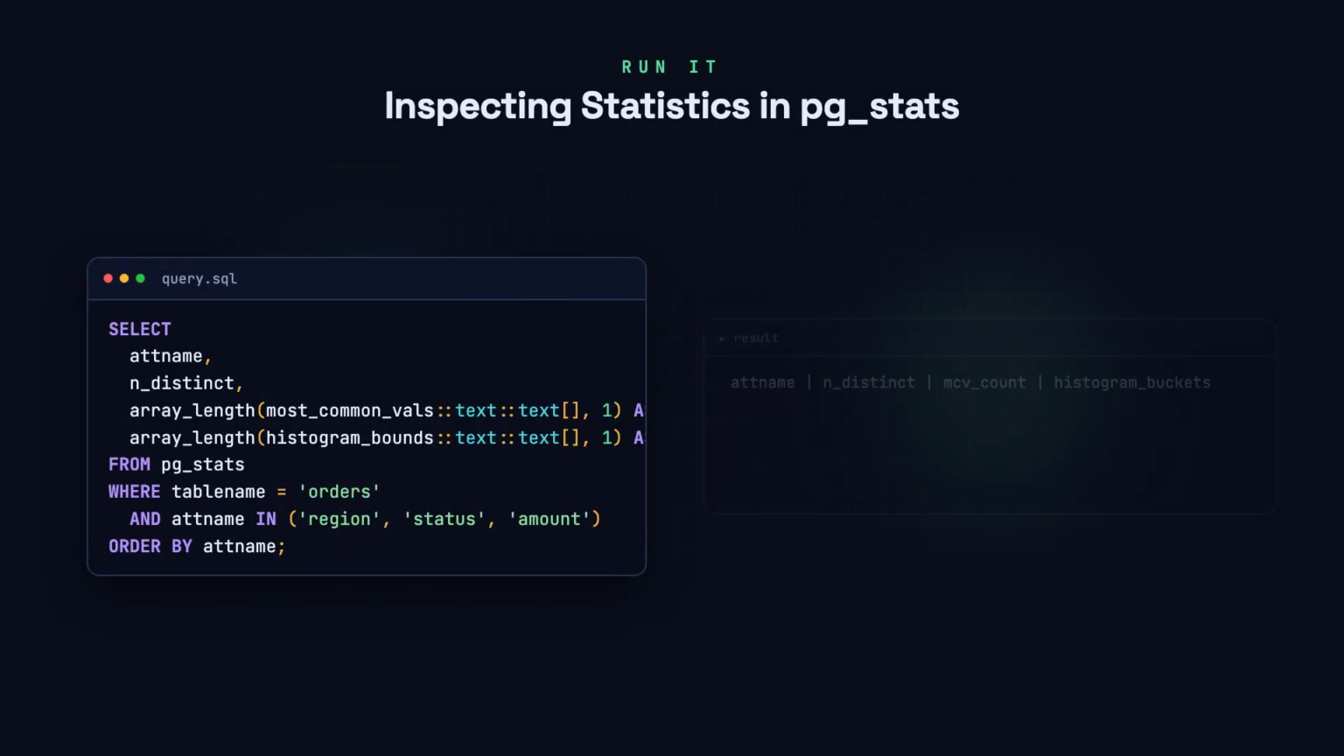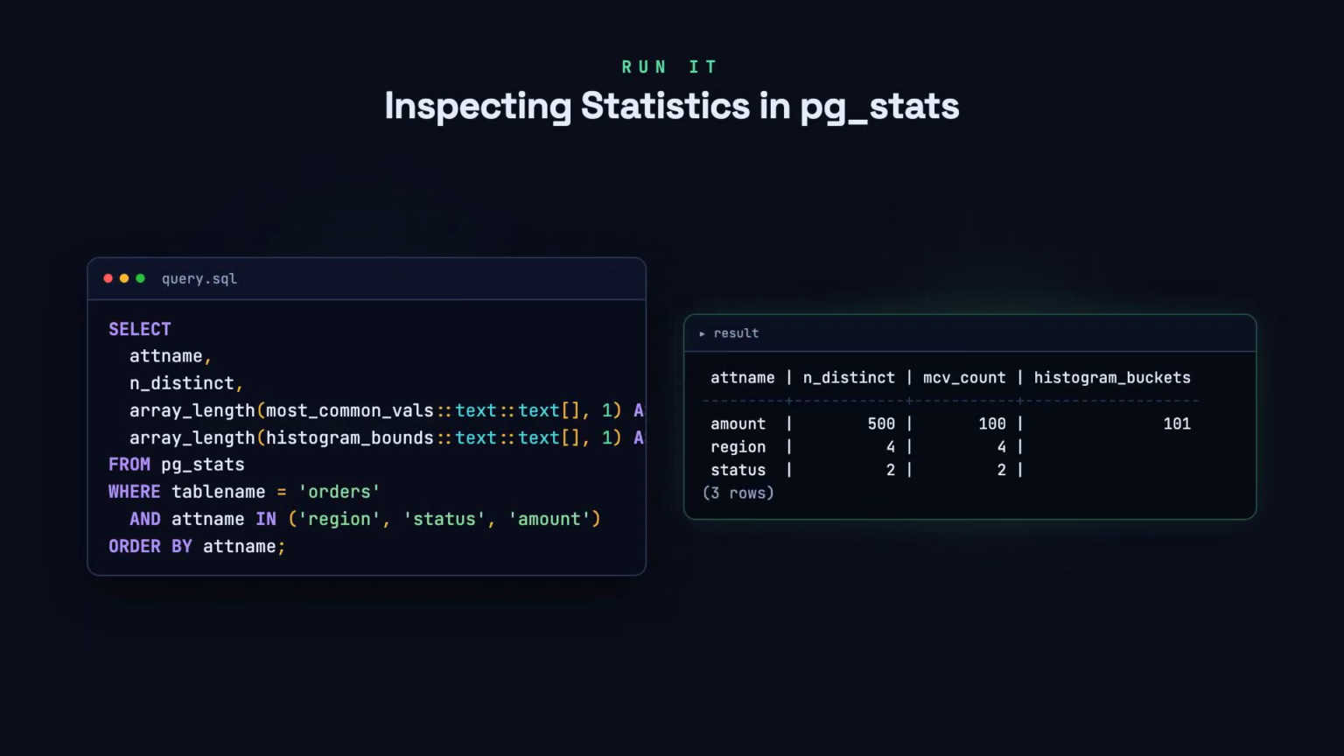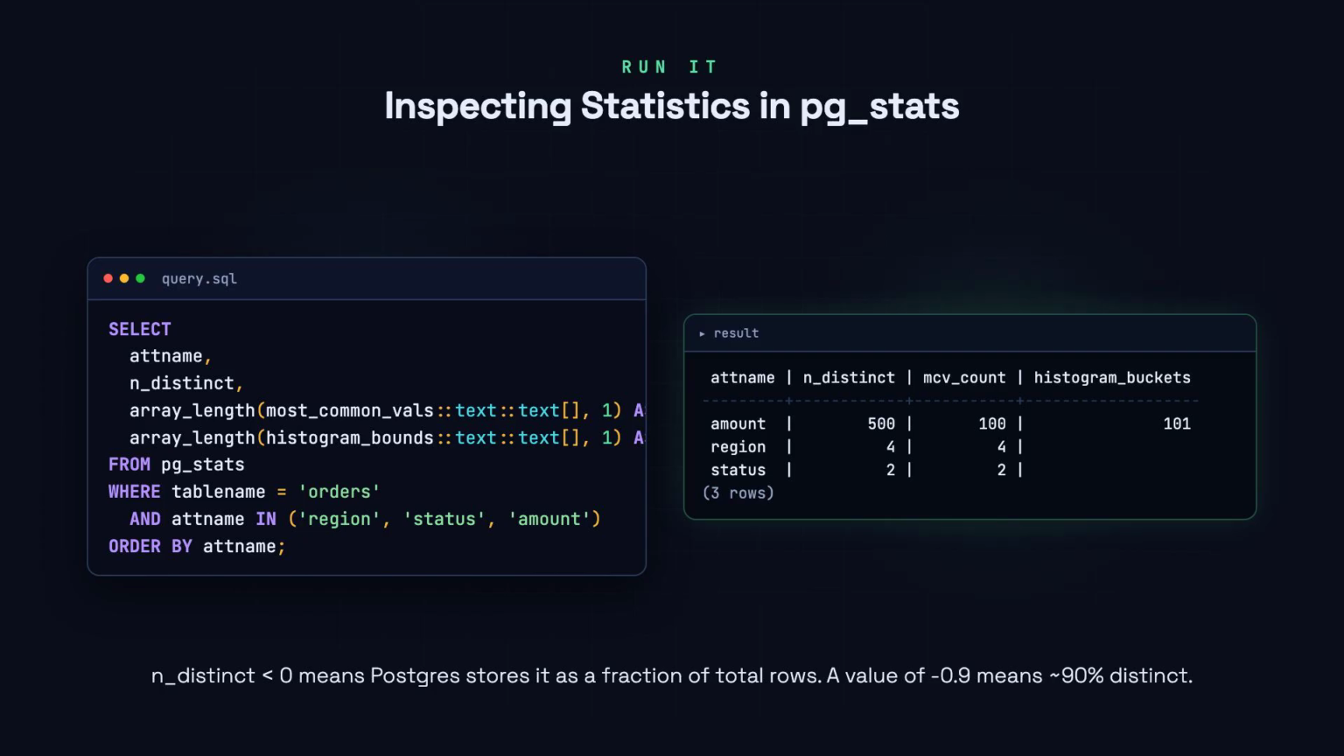After analyze, we can query pg_stats directly. We see the number of distinct values, how many most common values were captured, and how many histogram buckets exist for each column. This is exactly what the planner reads when it builds a selectivity estimate.